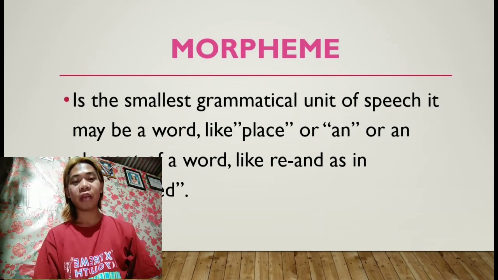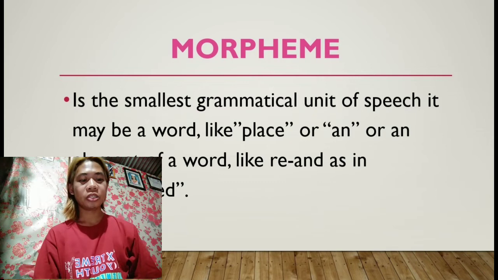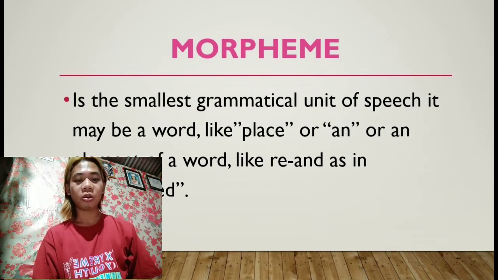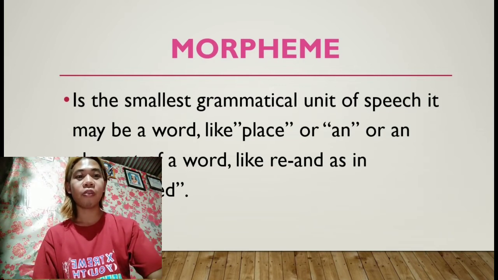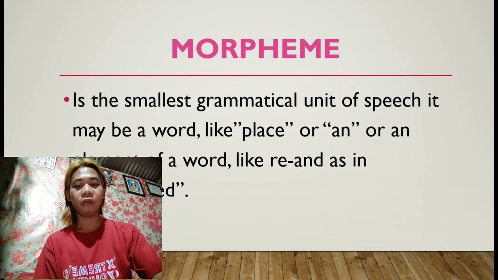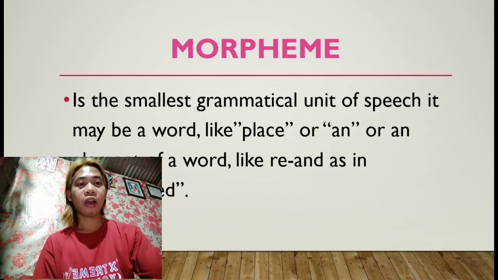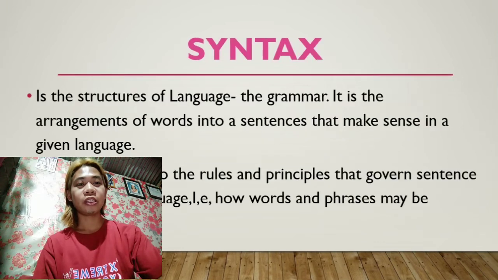For example, the word unbreakable has three morphemes. The un- is a bound morpheme, the word break is a free morpheme, and the word able is a bound morpheme. So un- is a prefix and -able is a suffix. Did you get the point? What is the meaning of the morpheme? If you have any questions, we are going to continue our discussion with syntax.